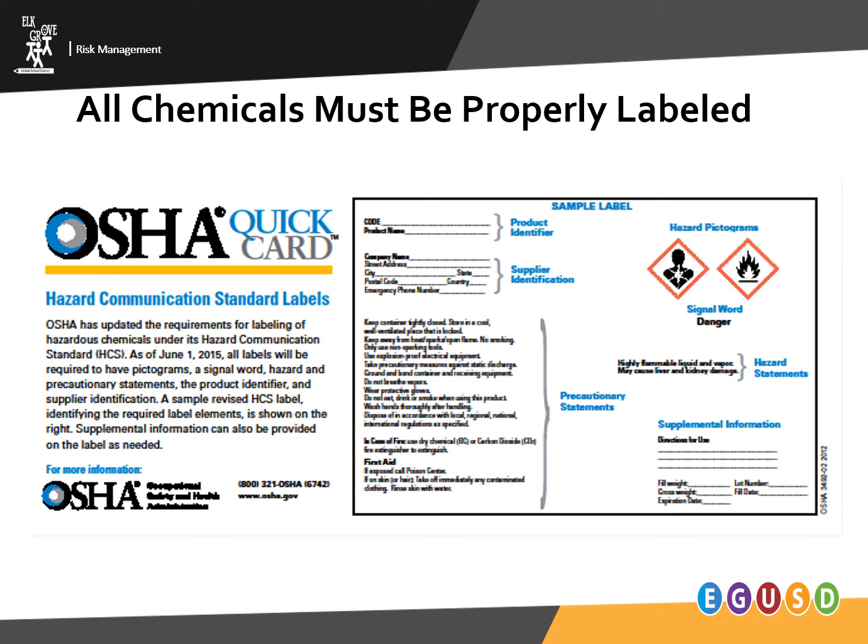As of June 1st, 2015, all labels will be required to have pictograms, a signal word, hazard and precautionary statements, the product identifier, and supplier identification. A sample revised HCS label identifying the required label elements is shown on the right. Supplemental information can also be provided on the label as needed.